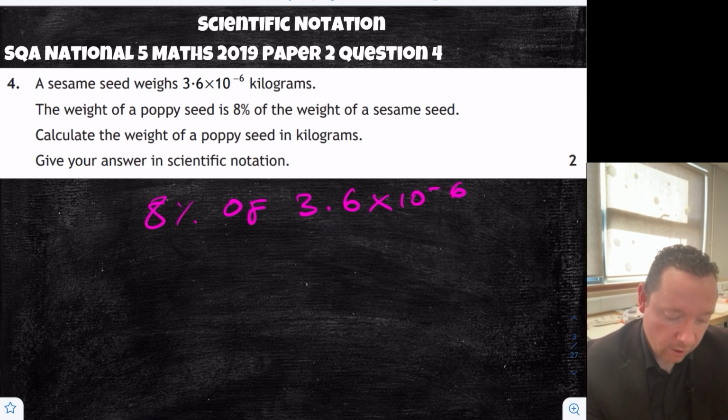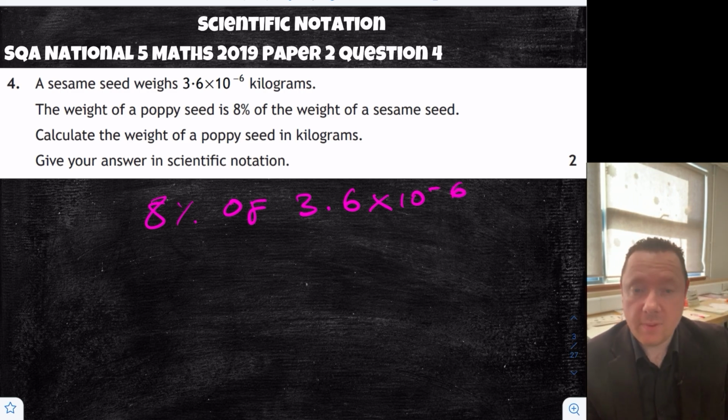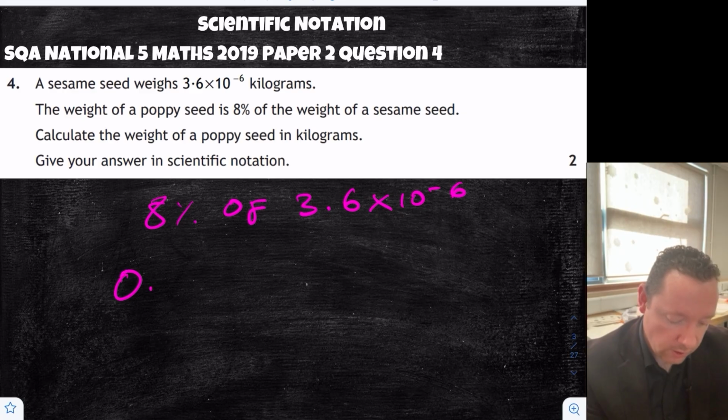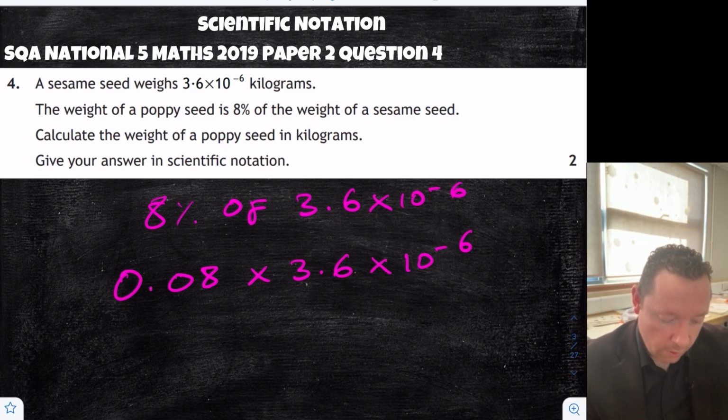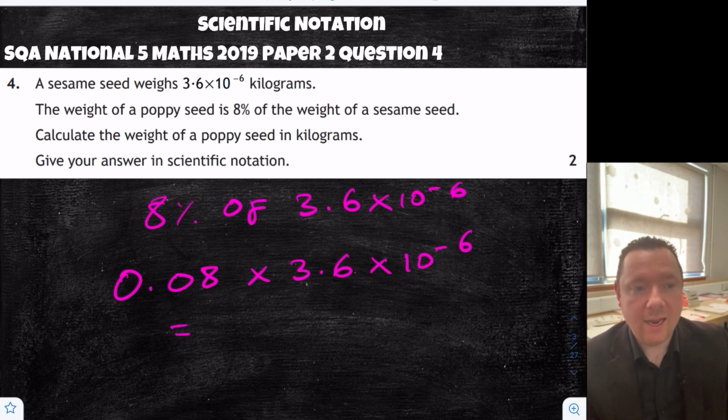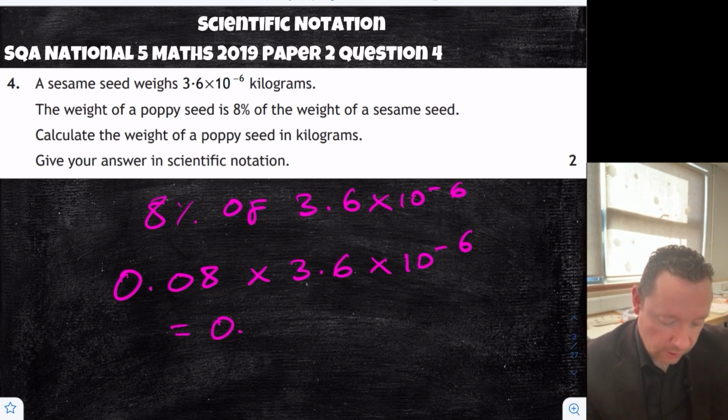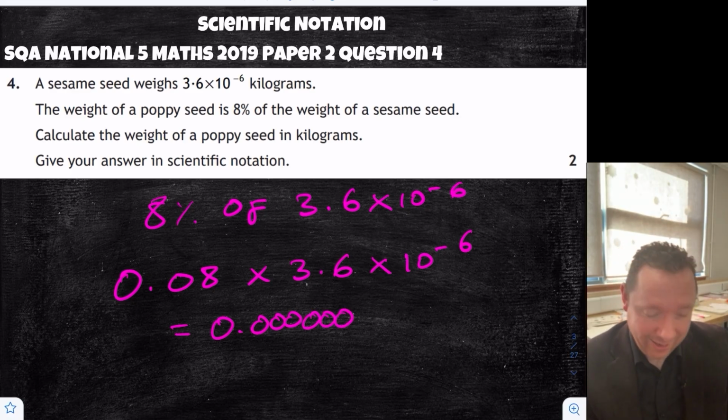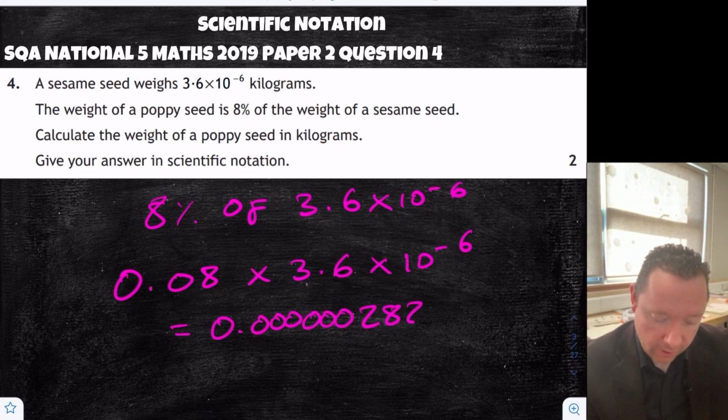So in a calculator, I can do 8 times that and then divide by 100, or just do 0.08, because that's 8%, times 3.6 times 10 to the minus 6. Now, when you do that in your calculator, you might get an answer of 0.000000288. Or if you're lucky, your calculator will give you it in scientific notation. But let's assume it didn't. We need to change that to scientific notation.